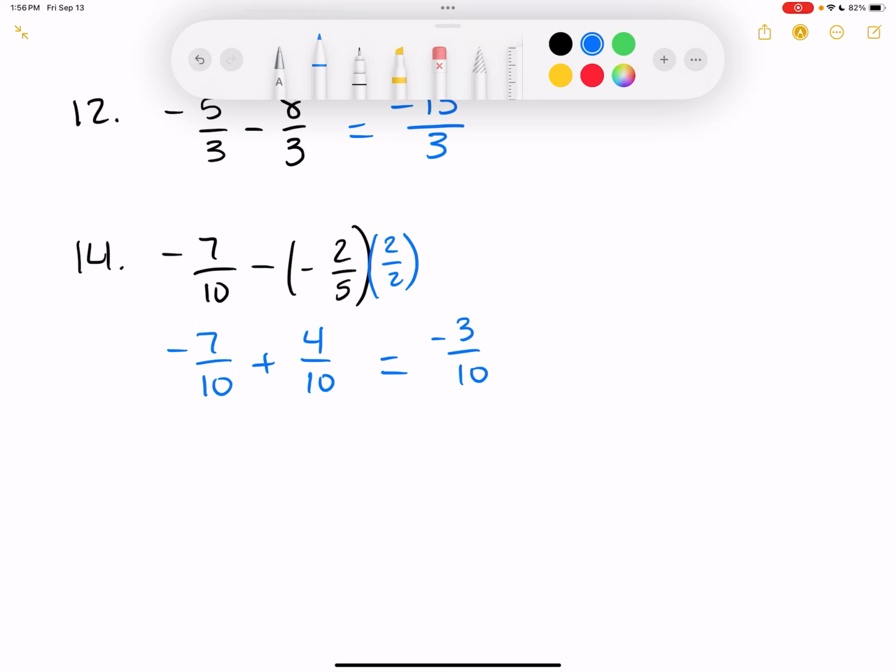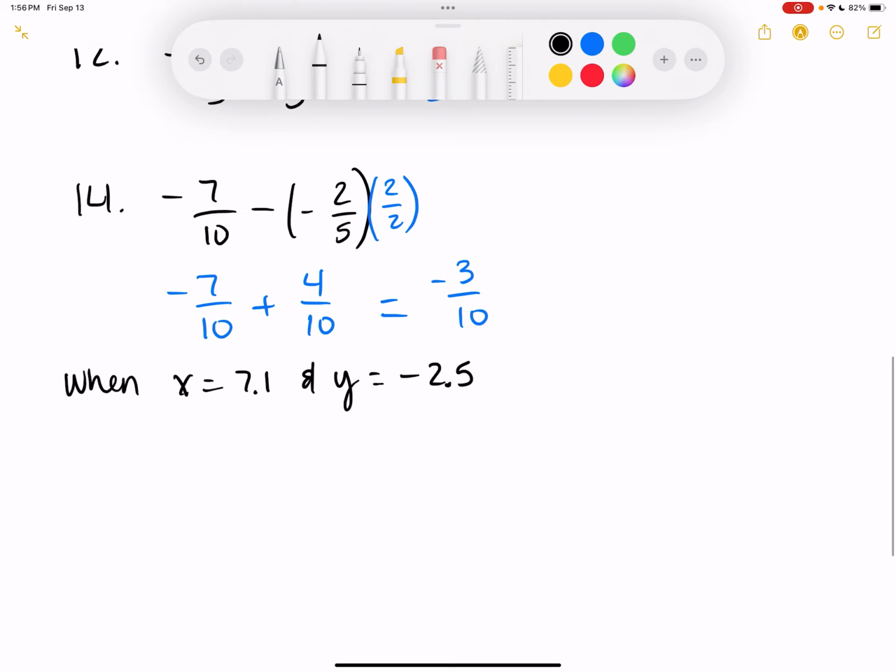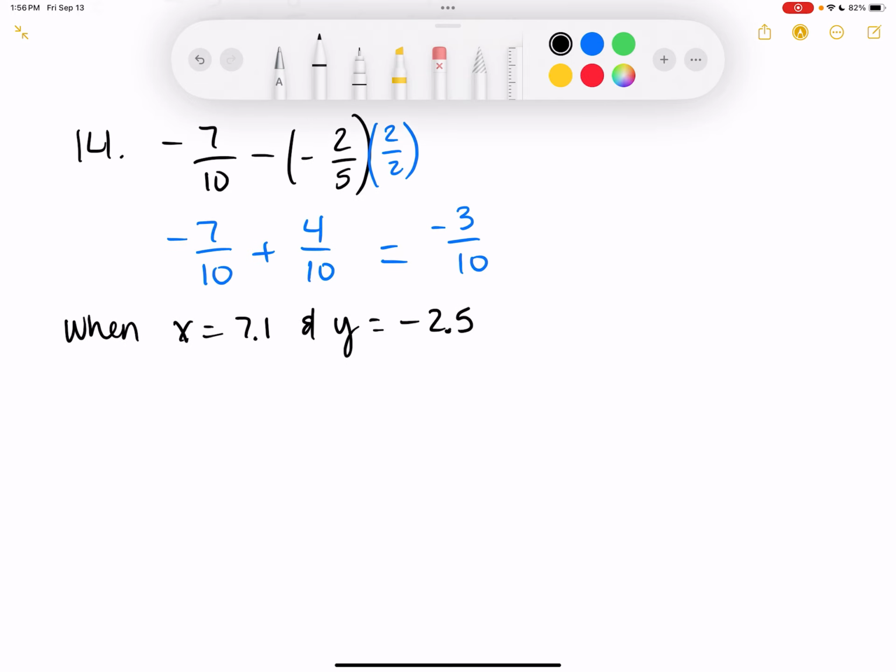All right, the next ones give us x and y values. So the problems, like the instructions say, evaluate the expression when x equals 7.1 and y equals negative 2.5. So this is for problem 17 through 25. Number 18 is y minus x minus 12.